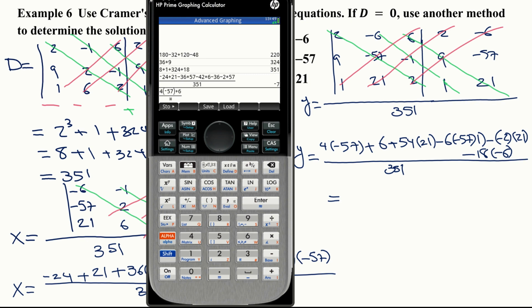6 plus 54 times 21. They're both positive. We don't need parentheses there. So minus 6 times quantity negative 57. We should put a parenthesis here. Okay, so negative 57.